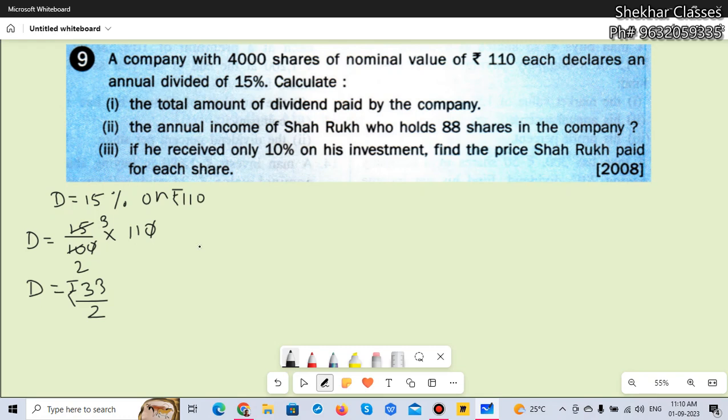Okay, how many shares is he giving the dividend for? 4,000 shares. So we can say the dividend on 4,000 shares is equal to how much? 33 upon 2 into 4,000. It will become 2,000, right? 33 into 2 is how much?